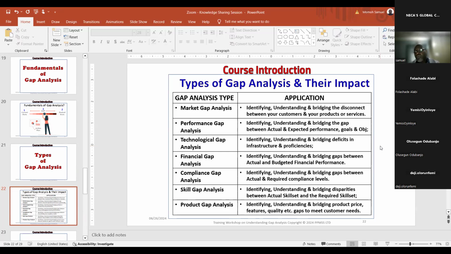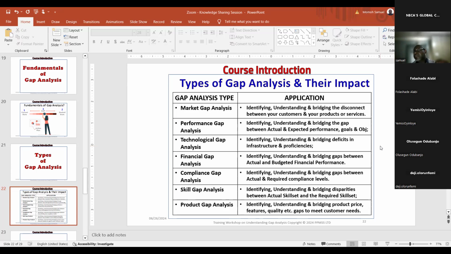So at the end of the day, when you get your gap analysis right, remember I said the focus, that's where it all starts from. What you want to achieve, the need that you want to fill. Once you are able to identify that, then the next thing is to identify where am I in the scheme of things? How do I get from point A to point B? And that is where your gap analysis will start. So that's market analysis. It has to do with trying to fix the disconnect between your customers and your products.